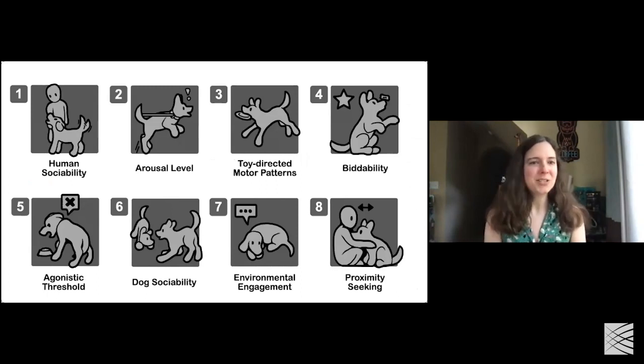So these are the first 8 factors we discovered, and they explain 24.3% of variance in survey responses. And we name these factors according to the questions that underlie them. So we have things like sociability with people, sociability with dogs, the context in which a dog will apply aggression, which is our agonistic threshold, toy drive or toy-directed motor patterns, and trainability, which is a dog's amenability to being trained and responding to trained behaviors.